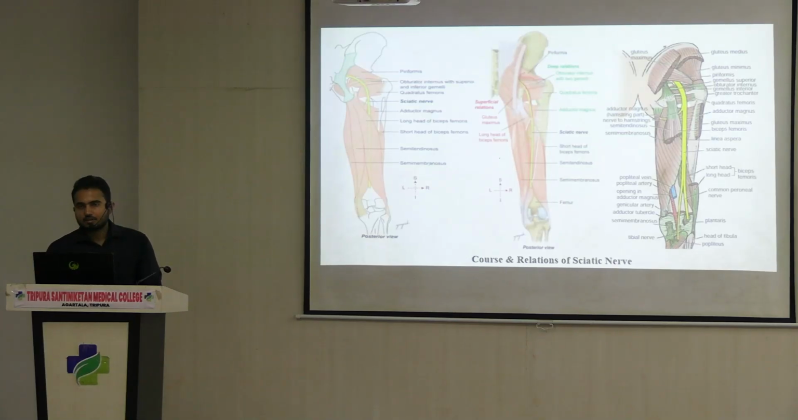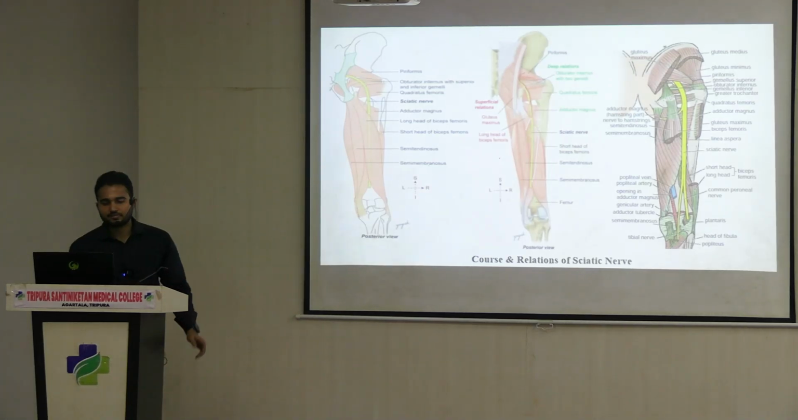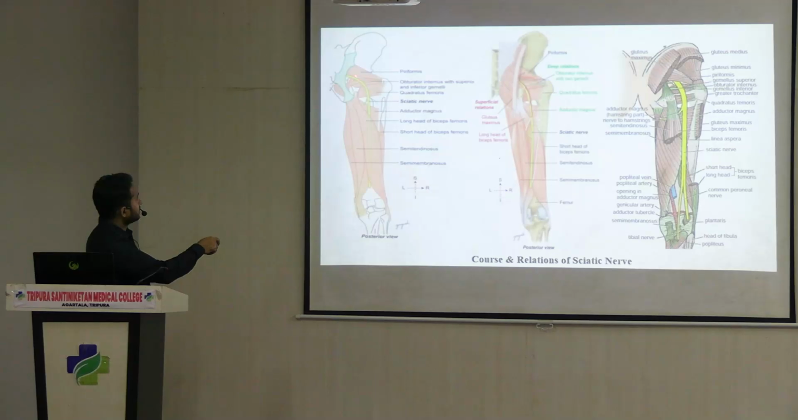Now, what are the relations in the pelvis? What are the relations in the gluteal region? If you see the pelvis, sciatic nerve in the pelvis lies on the anterior surface of the piriformis. As you can see, it is lying on the anterior surface of the piriformis, which is covered by the fascia. Next, in the gluteal region, it enters through the greater sciatic foramen below the piriformis muscle. You can see it is coming out below the piriformis muscle.